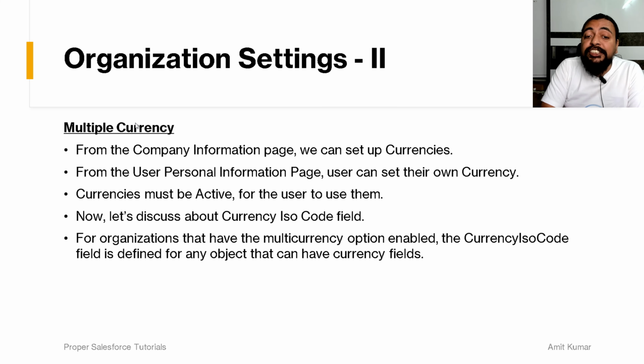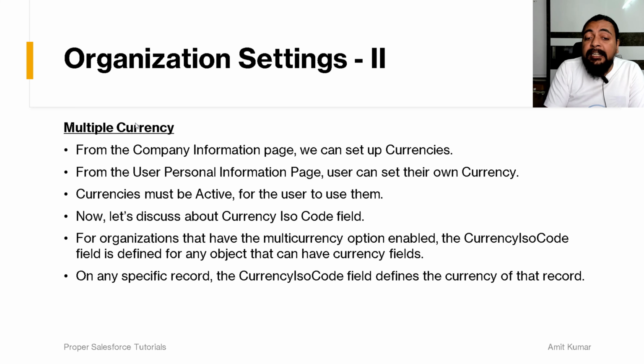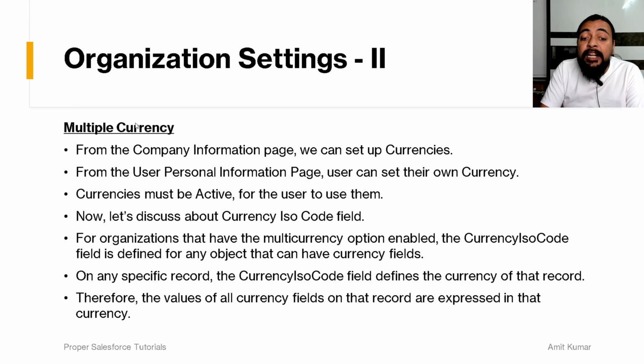For organizations that have multiple currency option enabled, the currency ISO code field is defined for any object that have currency fields. On any specific record, the currency ISO code field defines the currency of that specific record. Therefore, the values of all currency fields on that record are expressed in that specific currency.